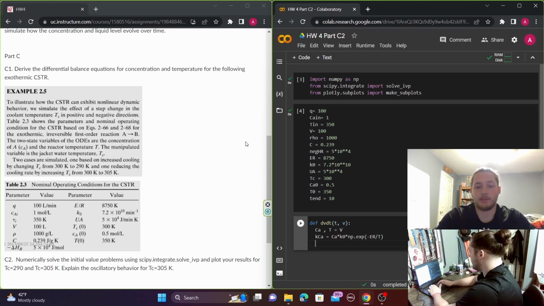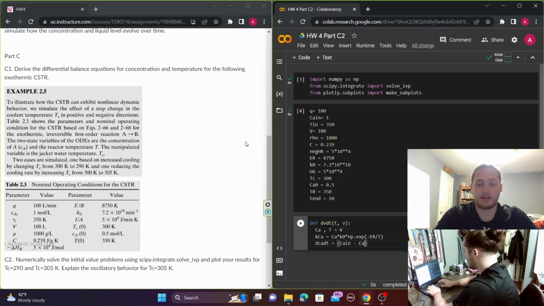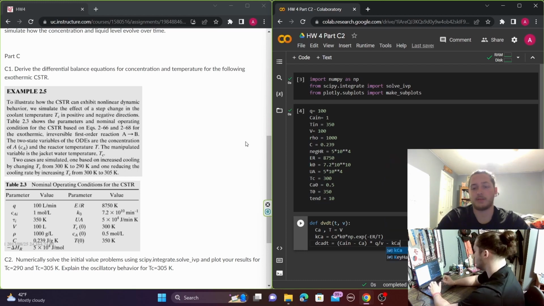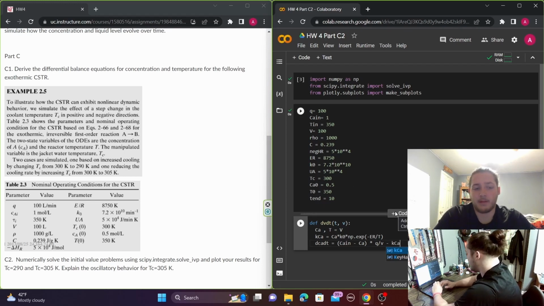Next, we are going to bring in our differential rate of change of our concentration with time into our code, so we can label that as dCA dt, and this is going to be equal to our concentration in minus the concentration that is leaving, and then that is going to be multiplied by Q divided by our volume, and then subtracted by our kCA, which was the constant times our concentration of the system.